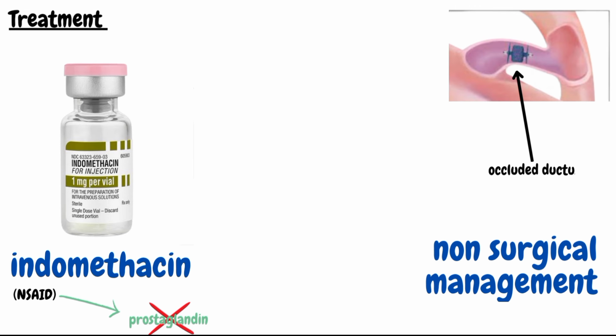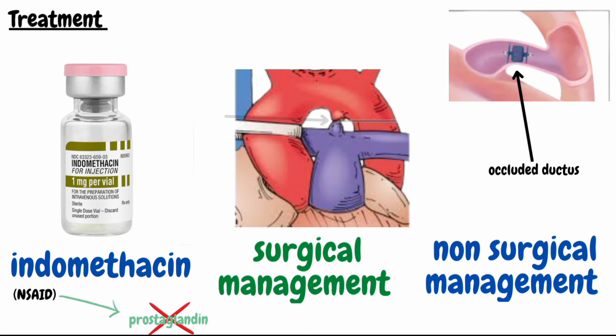The non-surgical treatment includes cardiac catheterization, which allows the doctor to insert a soft wire mesh PDA closure device to stop blood flow through the patent ductus arteriosus. The surgical treatment involves surgical division and ligation of PDA via left thoracotomy. Let's now deal with the nursing management of PDA.